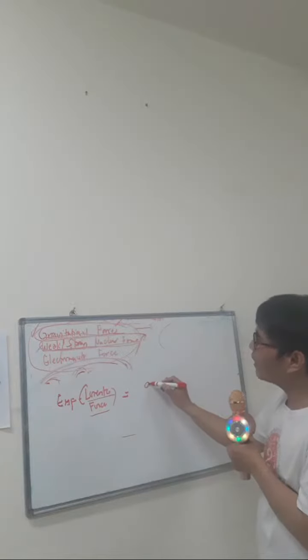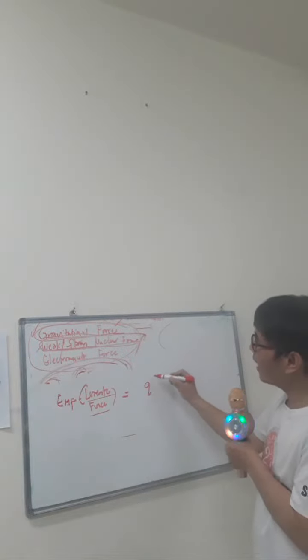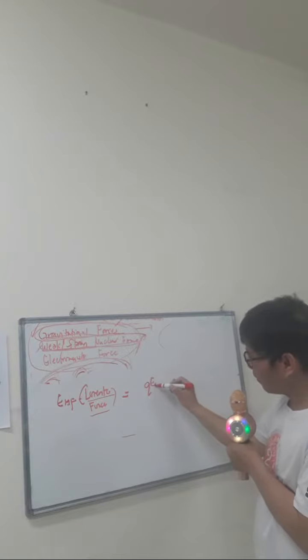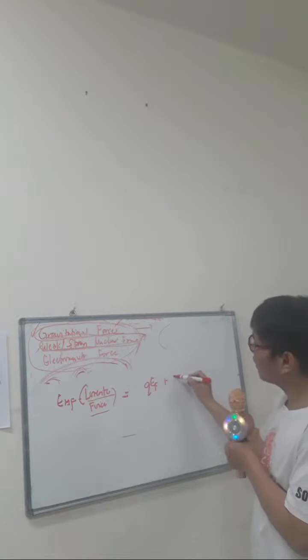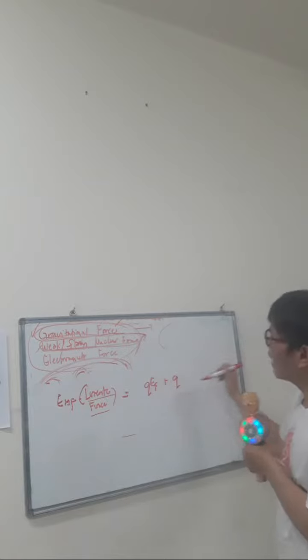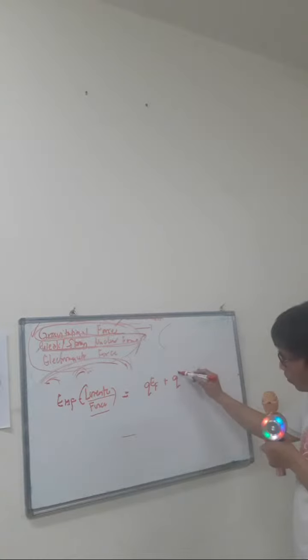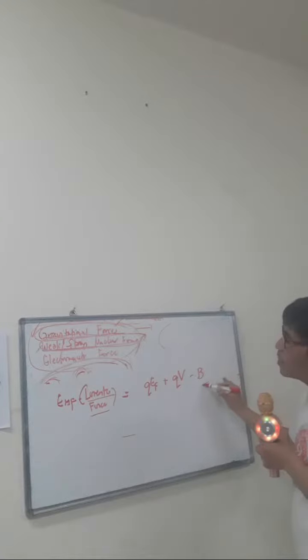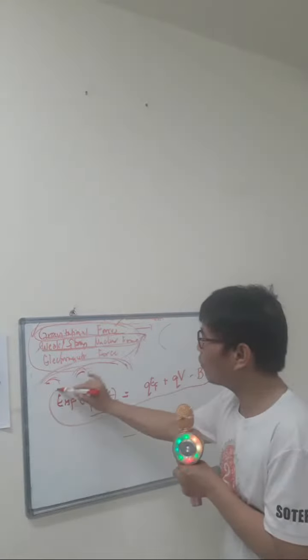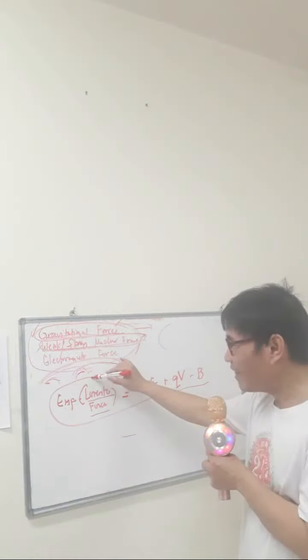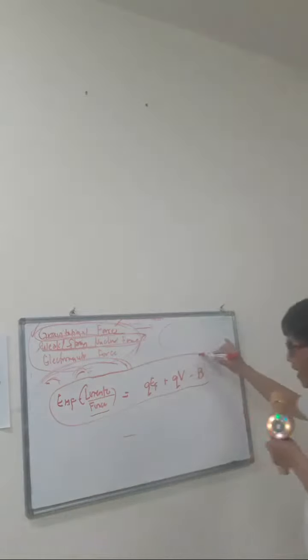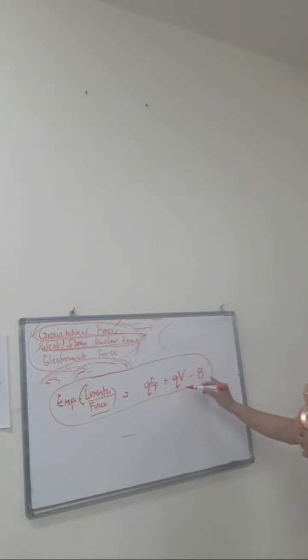Charge times the electric field, QE, plus the charge times the velocity, times the magnetic field, QV times B. The simplified form is the electromagnetic force, the Lorentz force formula: QE plus QV times B.